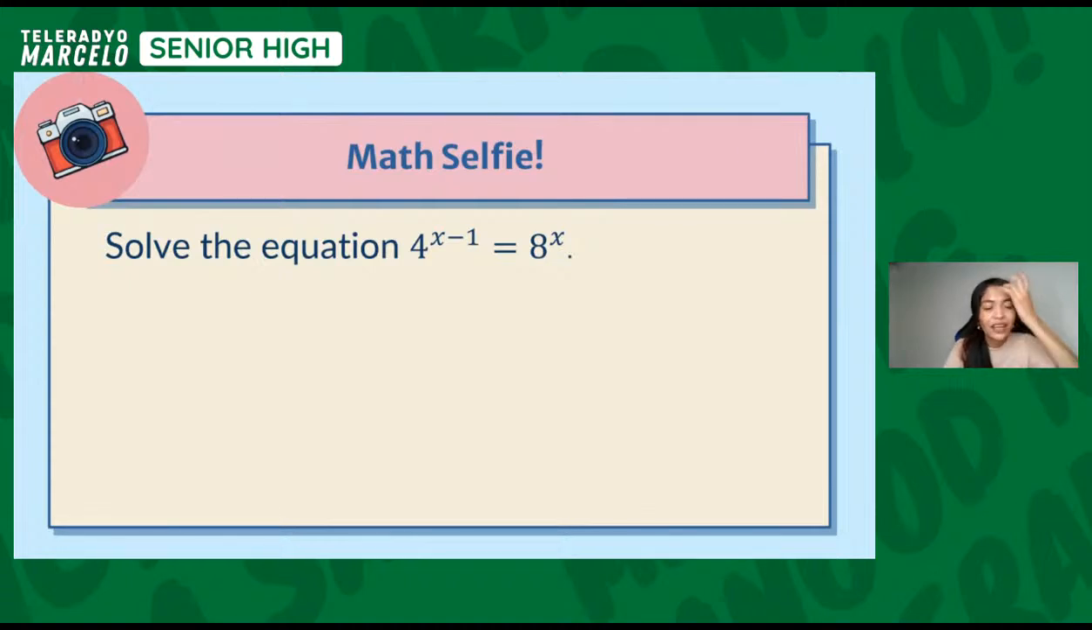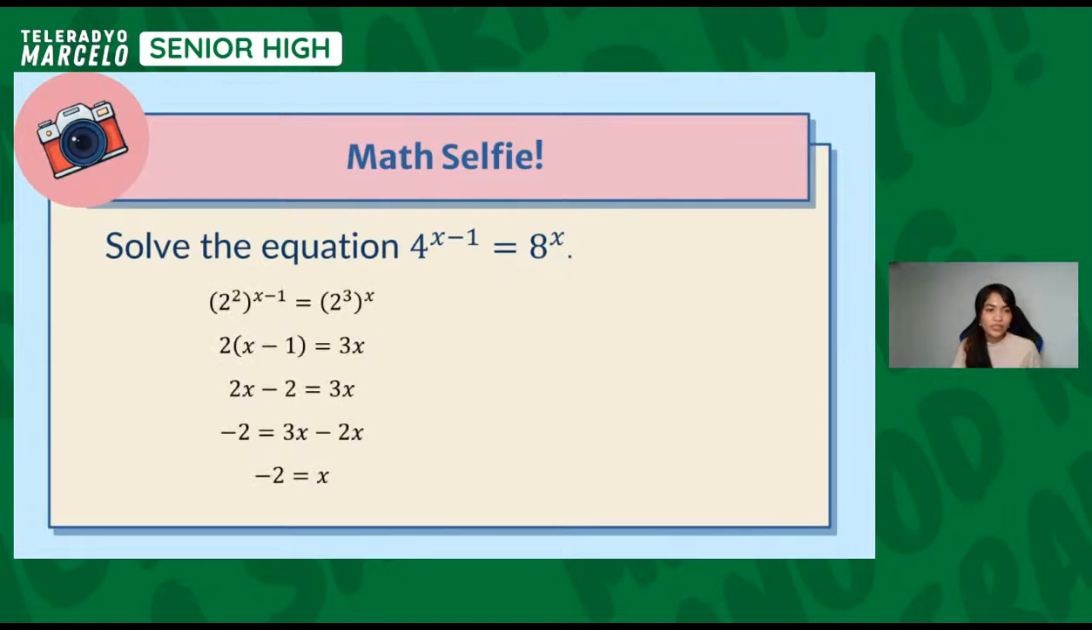This one is an exponential equation, by the way. To solve for this one, this will be our solution. We can rewrite 4 as 2 squared and 8 as 2 cubed. So we can equate 2 times the quantity x minus 1 equals 3x, yung mga exponents natin. And then from there, we can solve for the value of x. So that is negative 2 equals 3x minus 2x, which is equal to negative 2 equals x. So meaning to say the value of x will be negative 2.